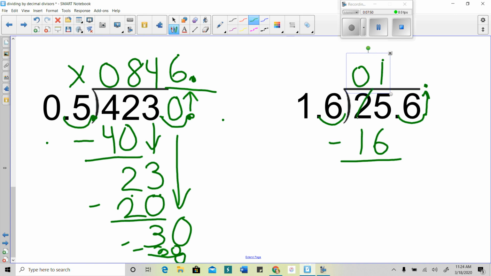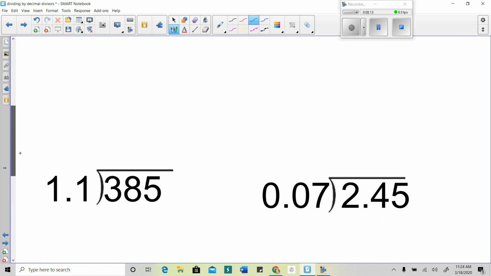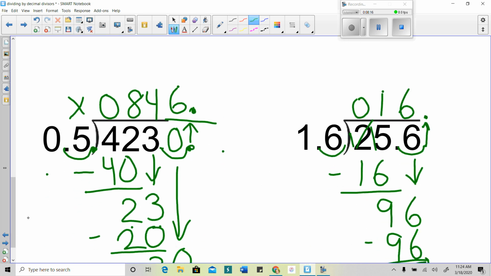I apologize, I'm having to write on my computer screen, which is a little bit difficult. Okay, so the 25 minus 16 is 9. Bring down the 6. And 16 will go into 96 6 times. And so we end up with just plain 16. So you can see some of our answers have a decimal, some of our answers do not have a decimal. But that's basically how you do the division.